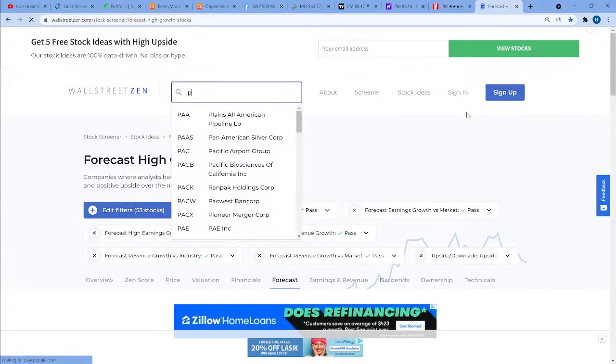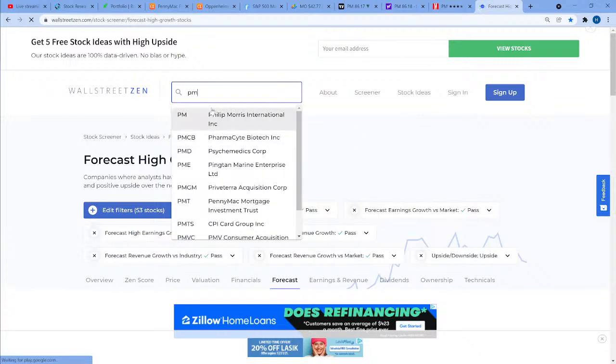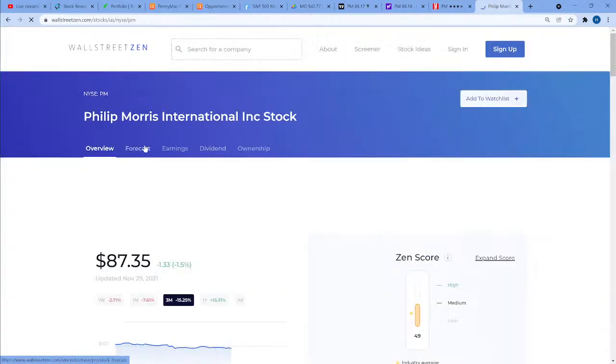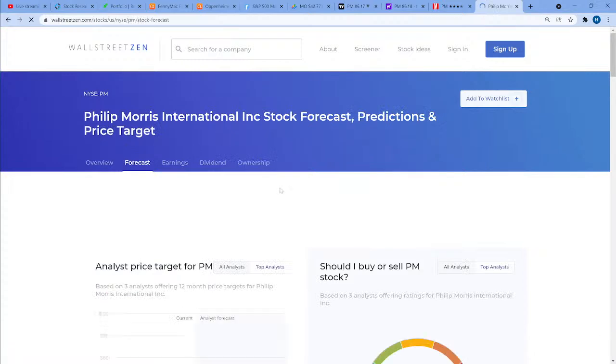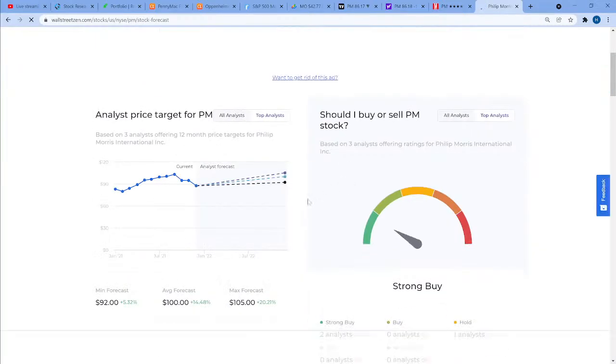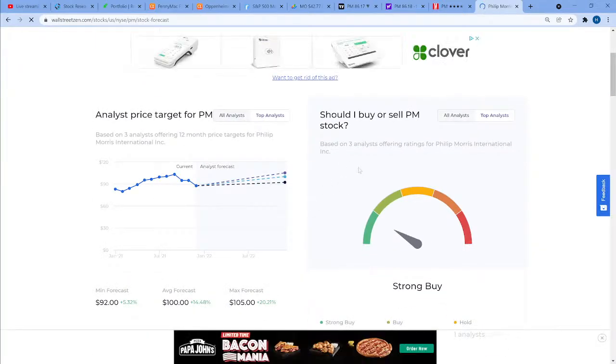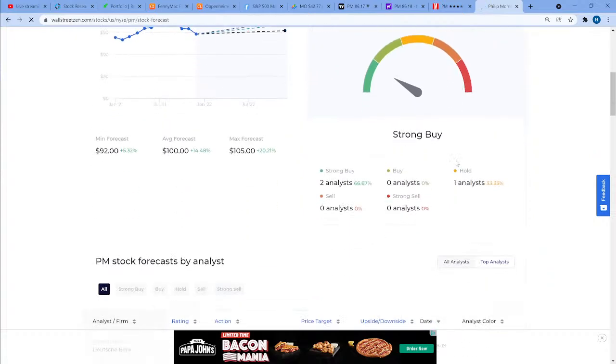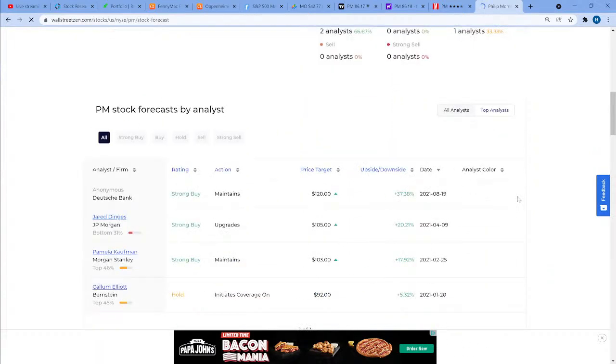We could just look at Philip Morris's forecast right here. I mean, their minimum forecast is up 5% from their current price. They got a price target of $120 back in August.